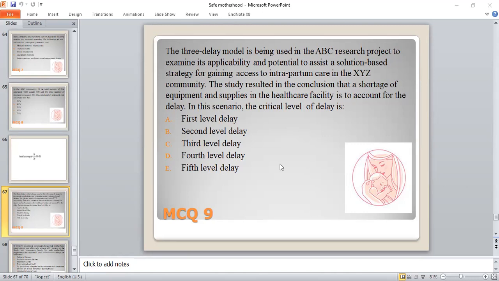MCQ number 9, I already mentioned that the third level delay, C, will be the correct option. The lack or shortage of supplies and equipment in healthcare facilities is actually the third delay. Therefore, C will be the correct option. It is a very easy MCQ. I think you didn't listen to the presentation carefully.